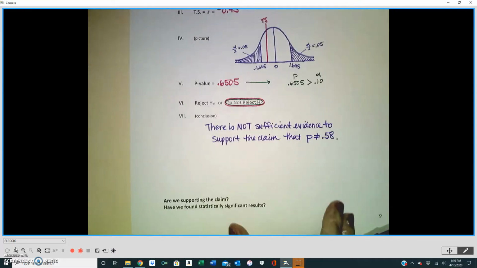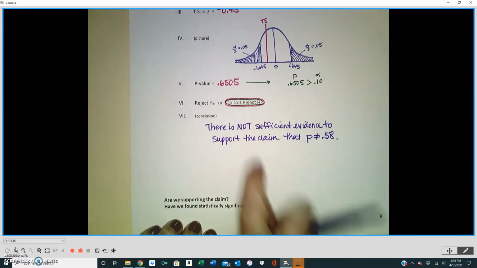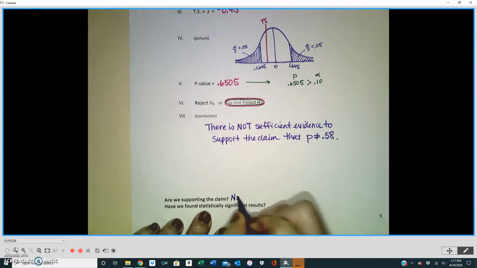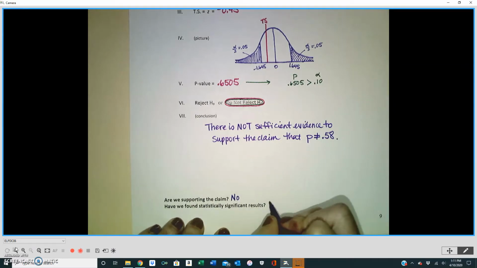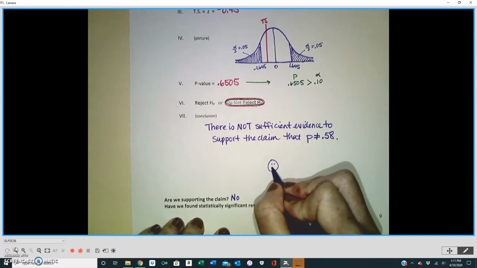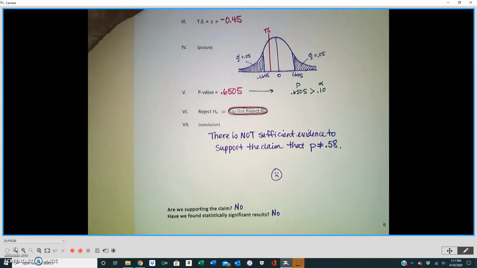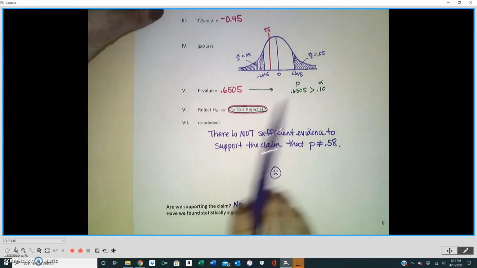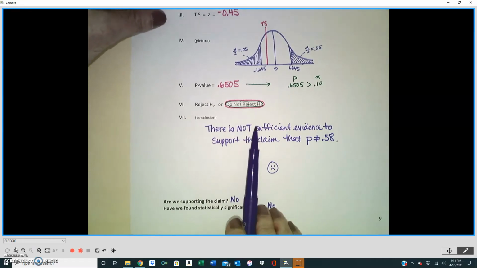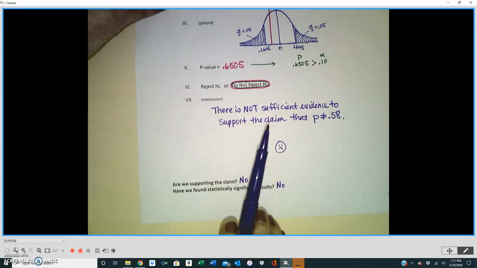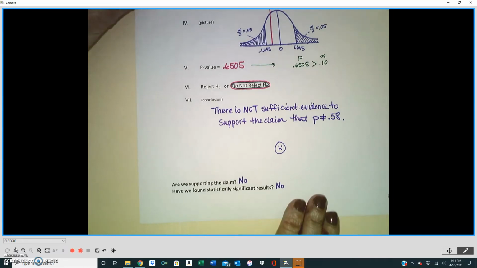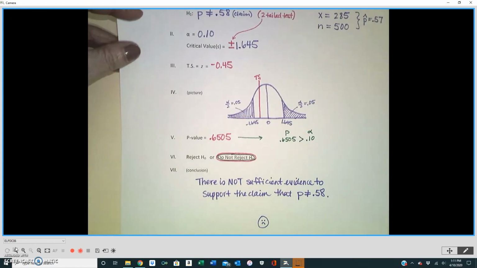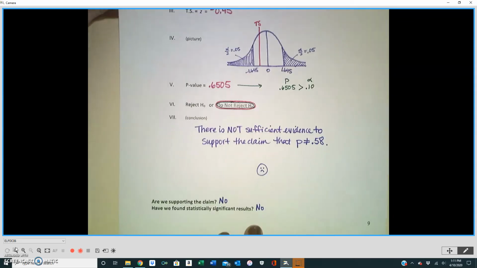Okay, so here's a couple follow-up questions. Are we supporting the claim? Well, what does this say? There's not enough evidence to support the claim. Are we supporting it? No. Did we find statistically significant? No. Everything's sad here, right? Everything's negative. Was the test statistic in the rejection region? No. Was the p-value smaller? No. Did we reject? No. There is not sufficient evidence. Do you see how everything has a negative connotation to it? So are we supporting the claim? No. And you're like, but it was different. I know, but it wasn't different enough. That's what we're testing here. It wasn't different enough.